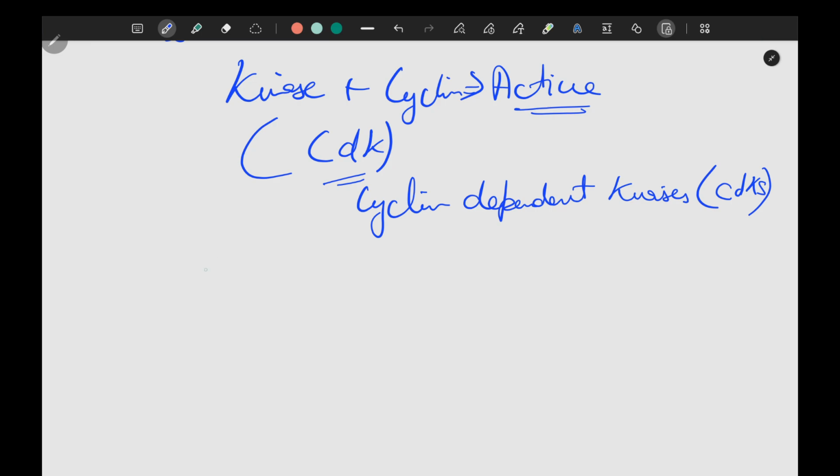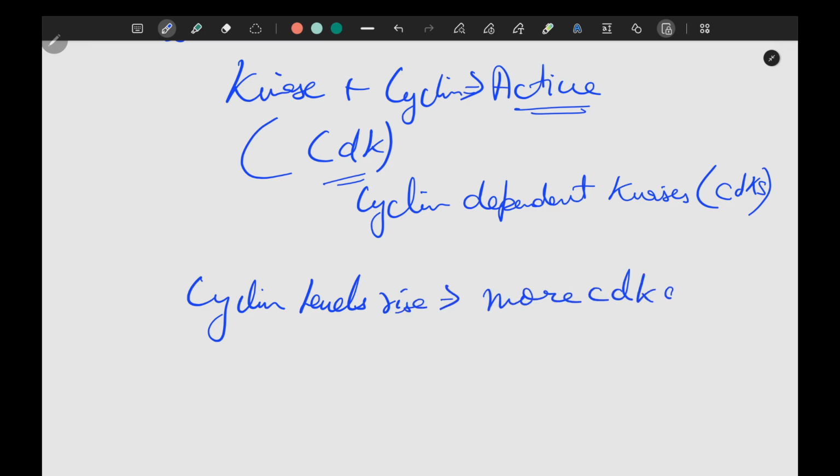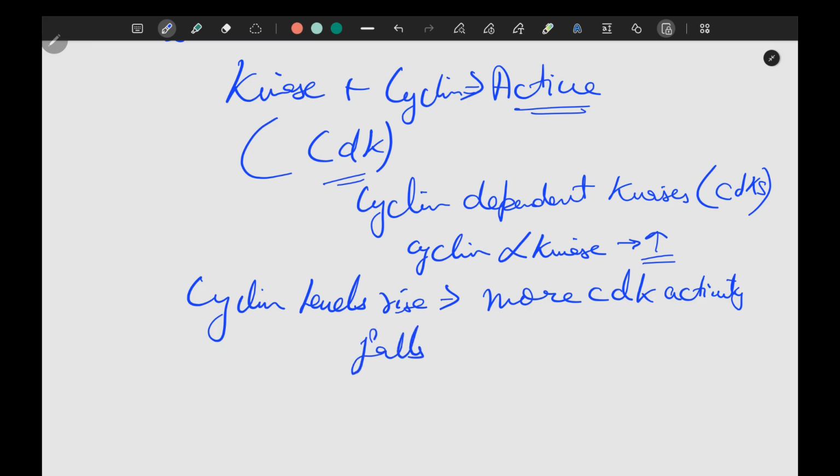It is directly proportional: when cyclin level rises, there is more CDK activity. Cyclin is directly proportional to kinase activity. If the cyclin level falls, CDK activity stops.